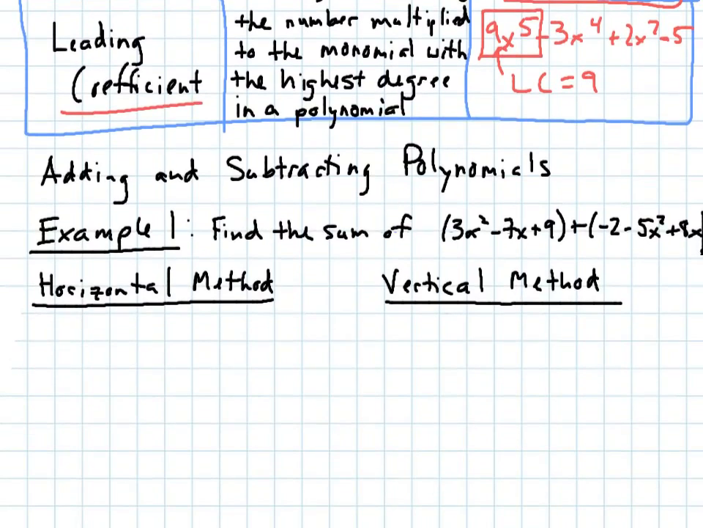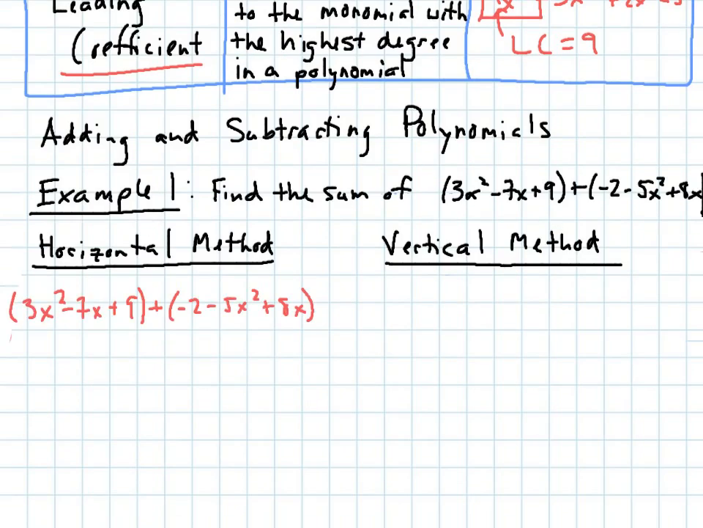Now we want to be able to add and subtract polynomials. So let's take the following polynomial. It's written better on your guided notes than it is here, but you have 3x squared minus 7x plus 9 plus negative 2 minus 5x squared plus 8x. There are two different methods for adding polynomials, and there's a little description telling you what to look for, what to do. So the horizontal method, give me a moment to write this.